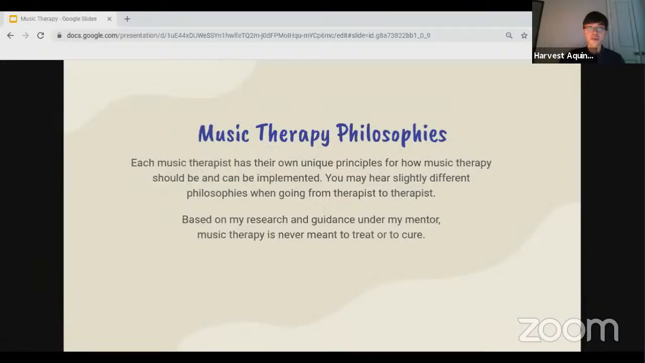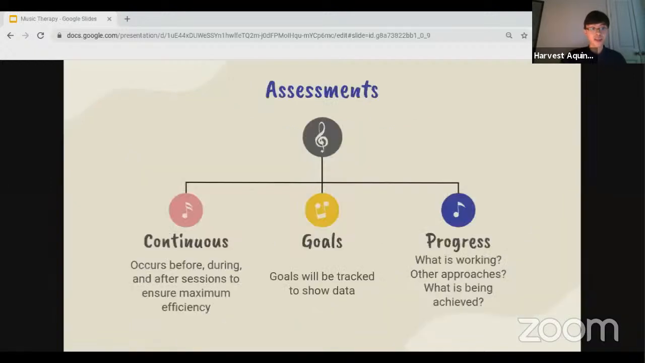In regards to its purpose, my research and guidance from my mentor has led me to the idea that music therapy is never meant to treat or to cure. It's not meant to replace any kind of big medical procedure or prescription, but it does have a myriad of benefits that no other therapy can offer. Earlier, I talked about the use of assessments before interventions are incorporated in order to determine its potential efficiency.